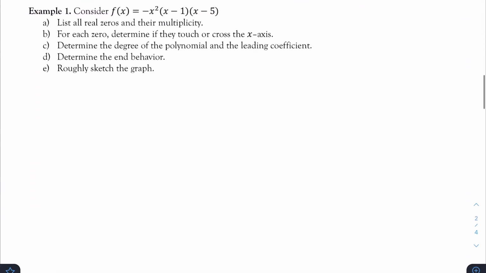Consider f of x is equal to negative x squared times x minus 1 times x minus 5. So for part A, list all real zeros and their multiplicity. So for part A, to figure out the values of my zeros, I'm taking my function and then setting it equal to 0. That's actually where we're going to find the zeros from.